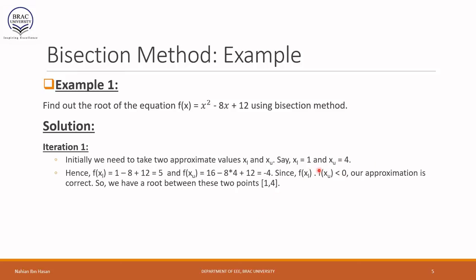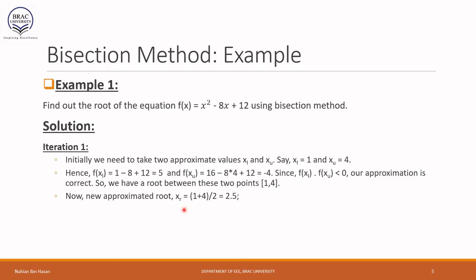So we initially assumed one thing and then we verified that assumption, and we now know that between these 2 points there is a root. Now we have to calculate further to find the specific root. So how do we calculate?